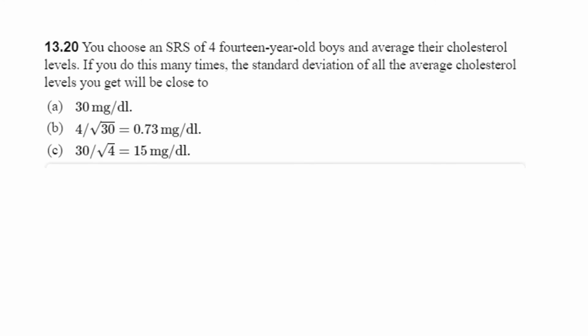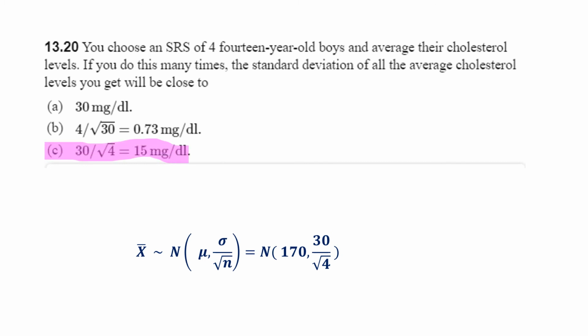So if you are trying to find the standard deviation for the same thing, you know that the standard deviation is 30 divided by square root 4, which is C.